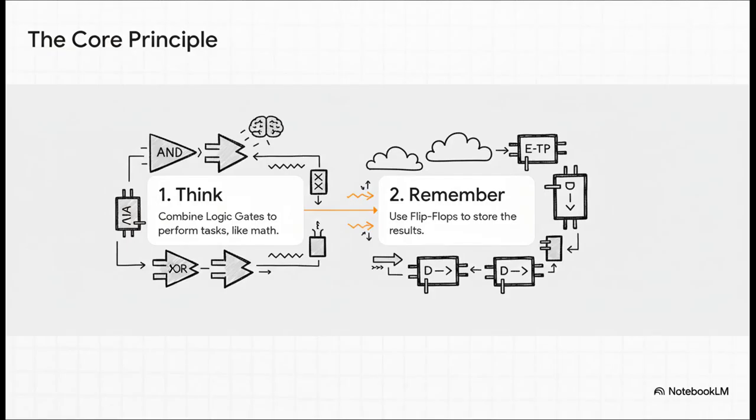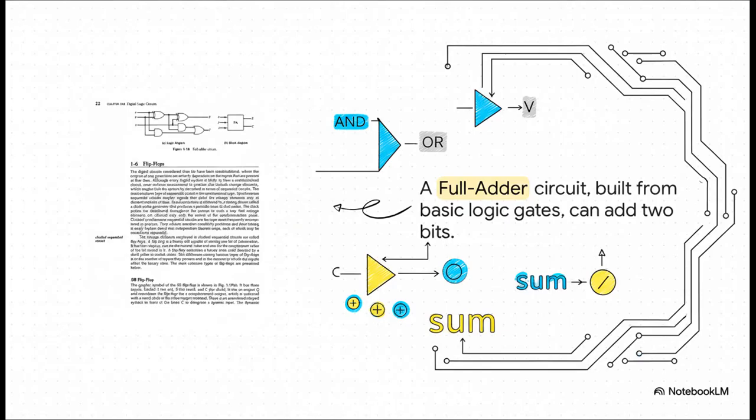And the plan for building is surprisingly simple. Step 1, you arrange your logic gates to do a specific job, like adding 2 numbers together. Step 2, you use your flip-flops to catch and hold on to the answer. That's really the core idea behind everything else. So let's look at a quick example.